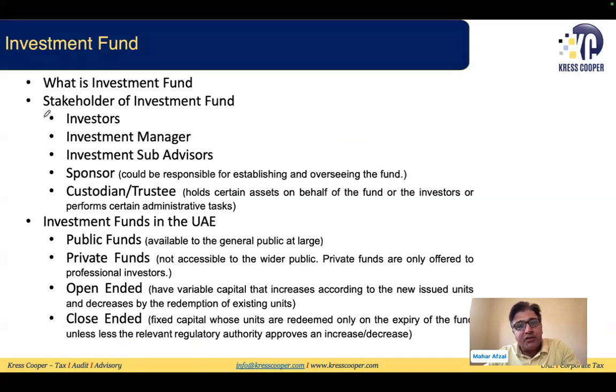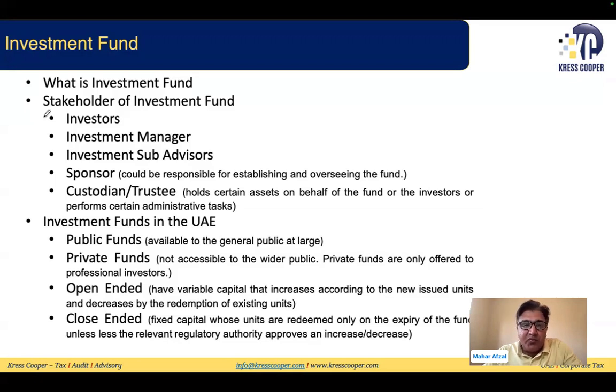Sponsor, the person who is responsible for establishing and overseeing it. Sorry, we did not discuss the sponsor. Basically, these are the people who are responsible for establishing and overseeing the fund. Custodian or trustee, these are the people who are responsible for the assets of the fund. They are the custodian of the fund. They are not the users of the fund. This is an investment fund and these are the stakeholders of an investment fund.